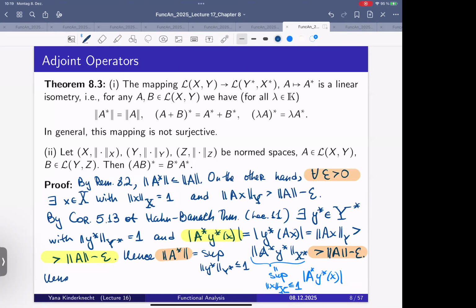So hence the norm of A star is bigger or equal than the norm of A. And we have shown the opposite direction. We have this and we have this. Okay, so we have shown that this holds. This means that this mapping is an isometry. And now all the rest is the exercise. So this is simple, and this is also simple. Yes, but with the proper formulation. Okay, so may I go to the next slide?